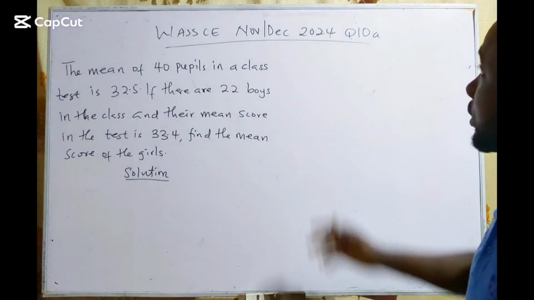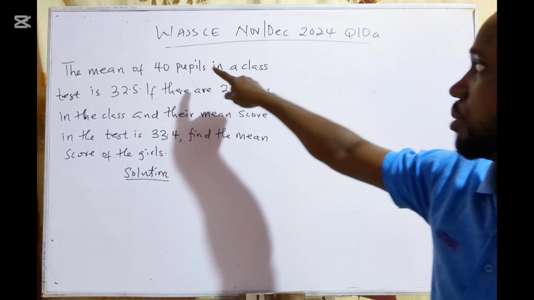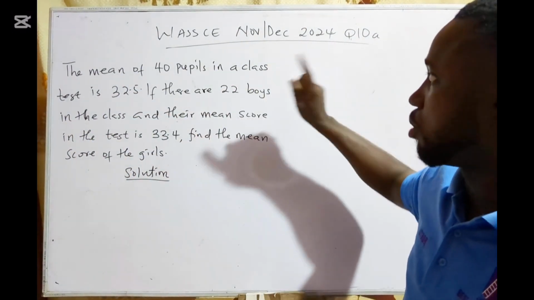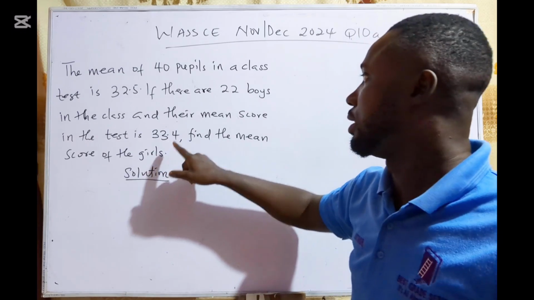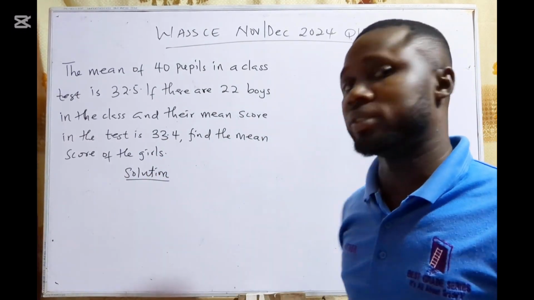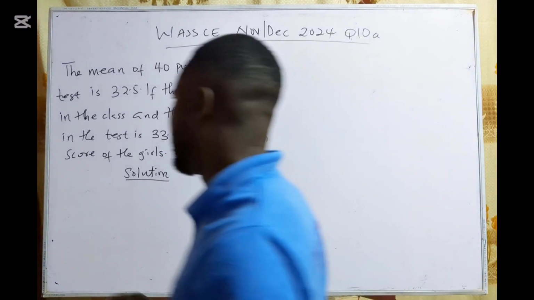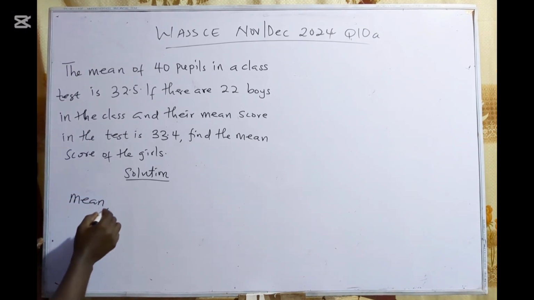Hello, let's look at this question. WASSCE November December 2024, question 10a on statistics. The mean of 40 people in a class is 32.5. If there are 22 boys in the class and their mean score in the test is 33.4, find the mean score of the girls. Alright, so let's know what mean is.